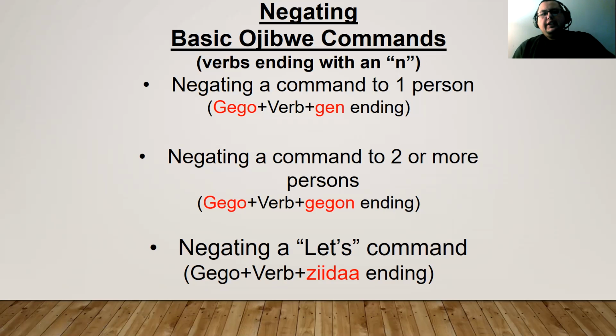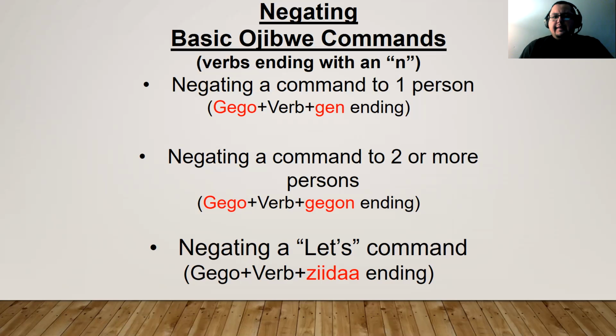Okay, so getting into some verbs that end with the letter N. Negating a command to one person. Let's use the word Dagoshin, she or he arrives, a verb that ends in N. Negate a command to one person. So let's negate that command: Gego Dagoshingain. Okay, don't arrive.